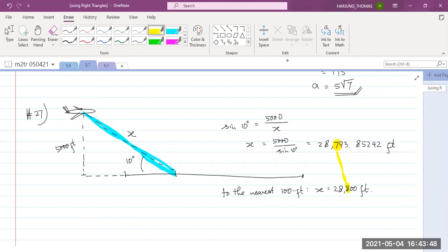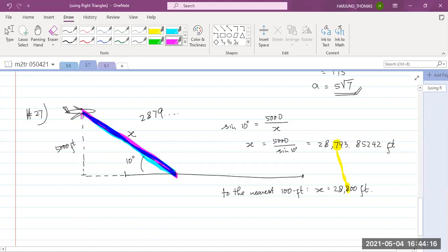That's not what I get. 5,000, not 500. 5,000 feet. And it won't be 2,000 something. One of our friends said X is supposed to be 2,879 something. Now it won't be. Why? Because this is the hypotenuse, right? The hypotenuse is supposed to be longer than one of the legs. So it's definitely not 2,000 something. It must be more than 5,000 feet.